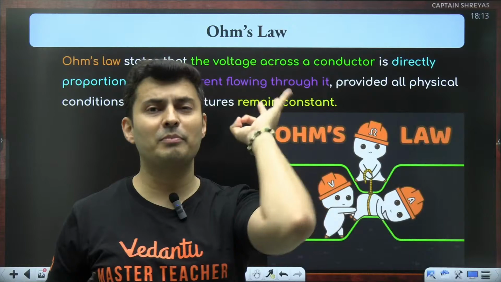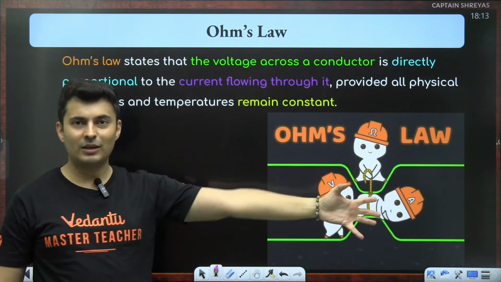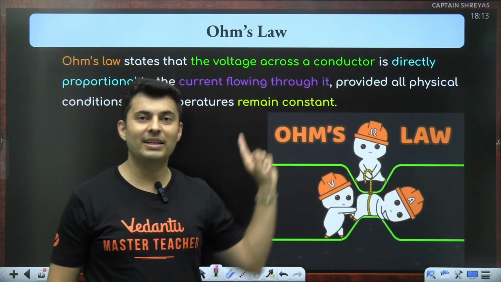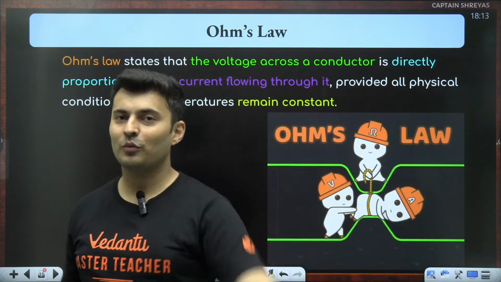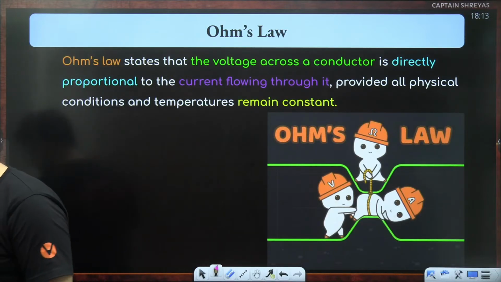And if the resistance is perfectly zero, then it's a superconductor. That means there is no resistance at all. You don't need any push. Once the push is given initially, the current will keep on flowing. That happens, by the way, at 0 Kelvin. Let's not talk about it today.